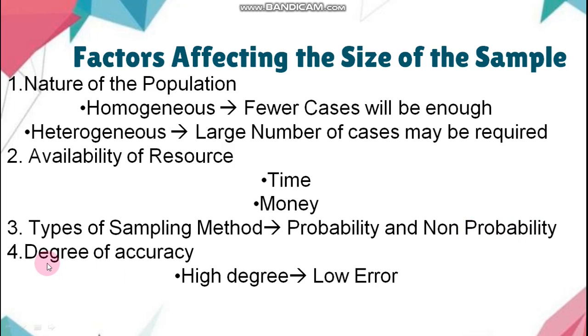Another important thing is degree of accuracy. If the researcher wants to get more accuracy in her research work, she should follow and take more number of samples. It helps to reduce the error.